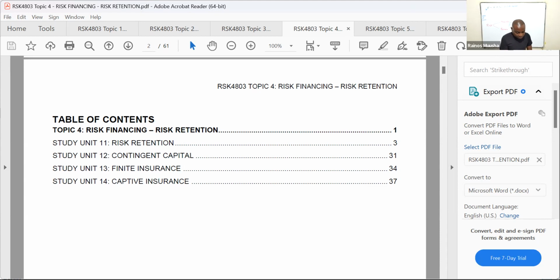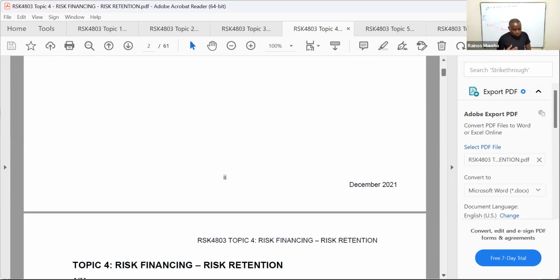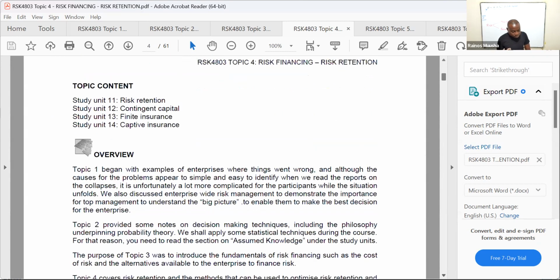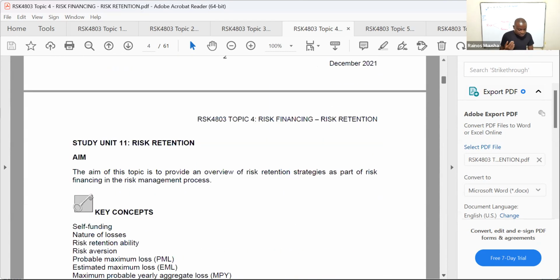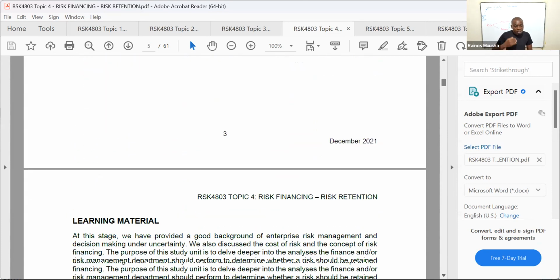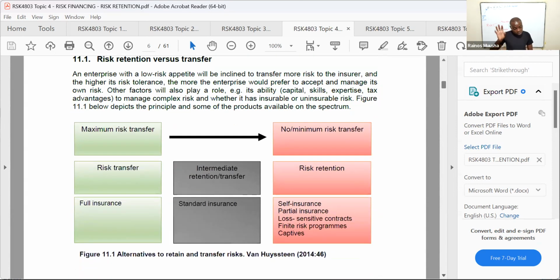So Study Unit 11 looks at risk retention. Remember we said when it comes to your risk, you can either choose to retain the risk or you can choose to transfer the risk. If you decide to retain the risk, what are the implications? From Study Unit 11, they look at risk retention, and then they also look at the calculation of the maximum probable yearly loss. We're going to look at it in detail. I don't want to confuse you too much now. Just know that we're going to be looking at the calculation of the maximum probable yearly loss.